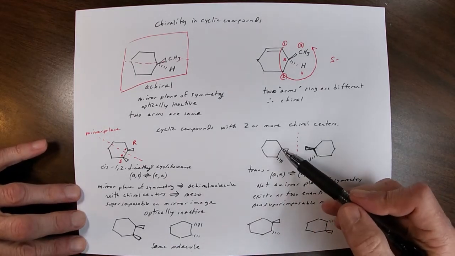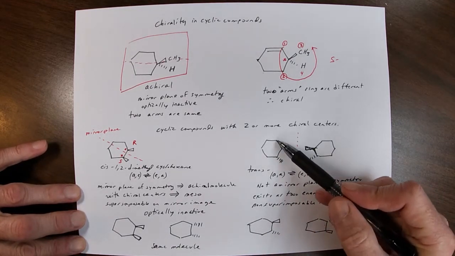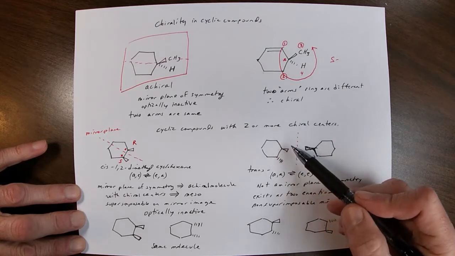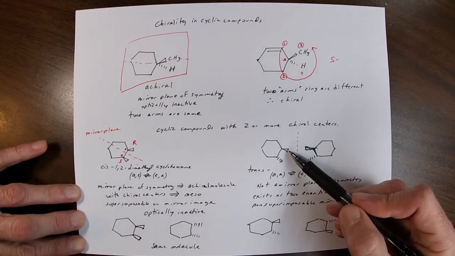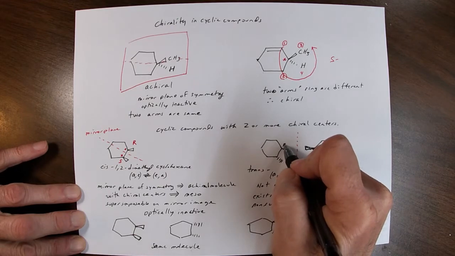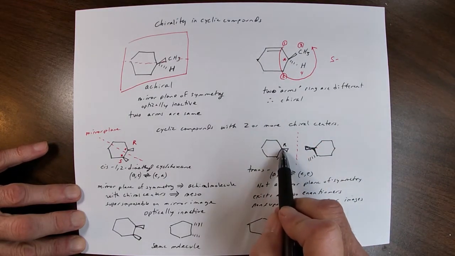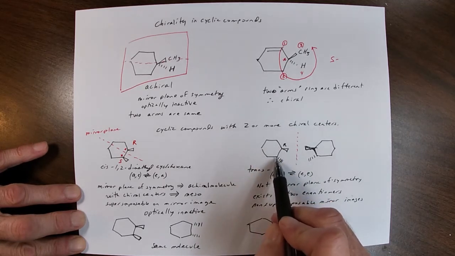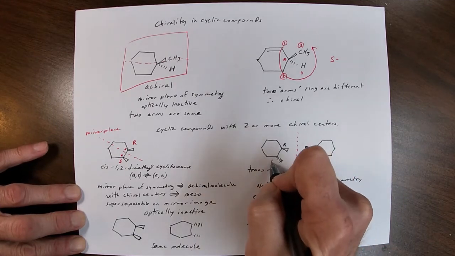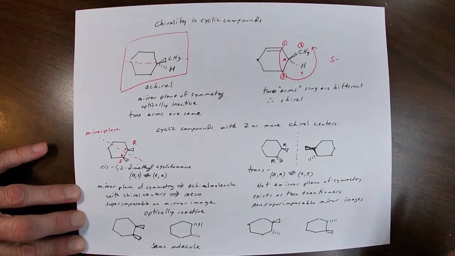Now let's assign priorities here. This arm beats that arm, beats the methyl. 1, 2, 3, clockwise, R. Lowest priority is pointed away from me. That is still R. Again, if I'm looking at this chiral center, this arm beats that arm. 1, 2, 3, counterclockwise, S. Lowest priority is pointed toward me, so I swap the chirality, that becomes R.